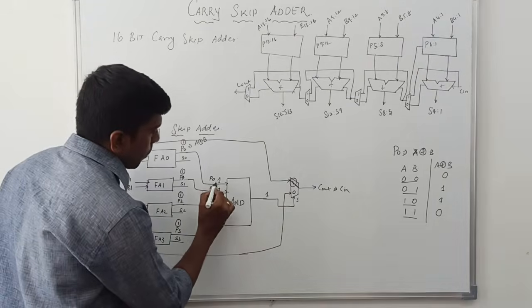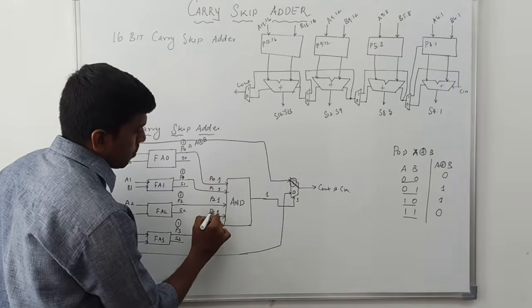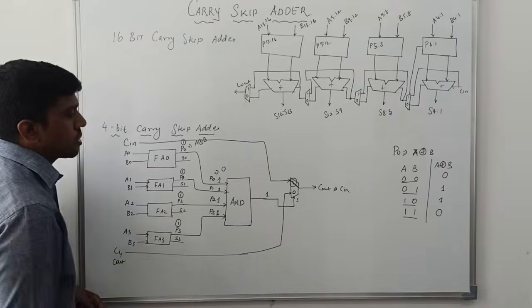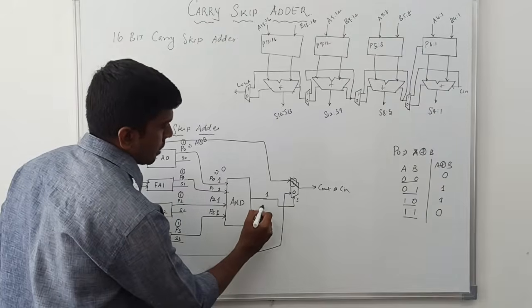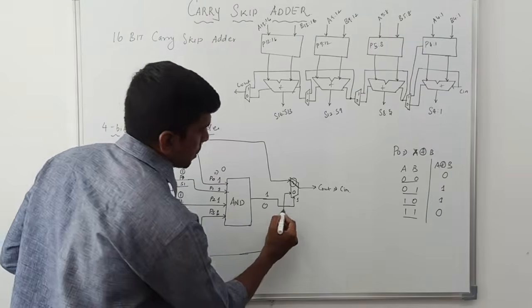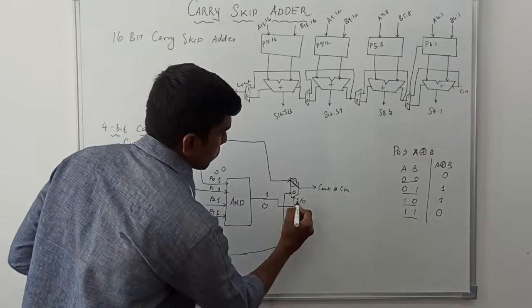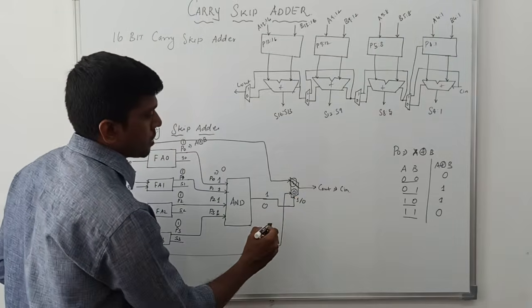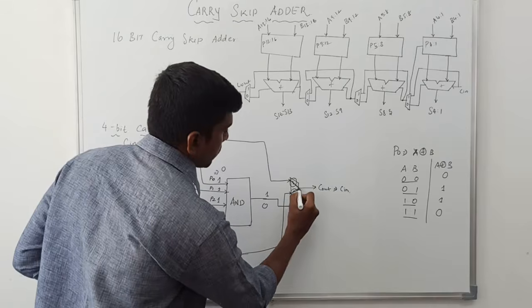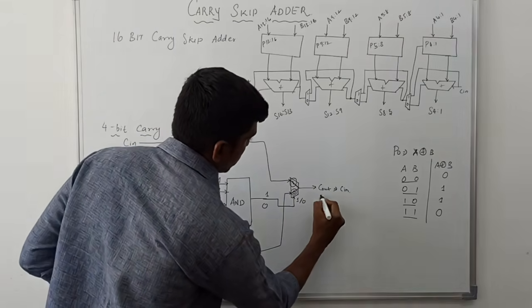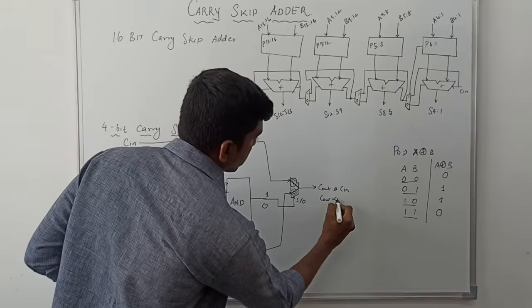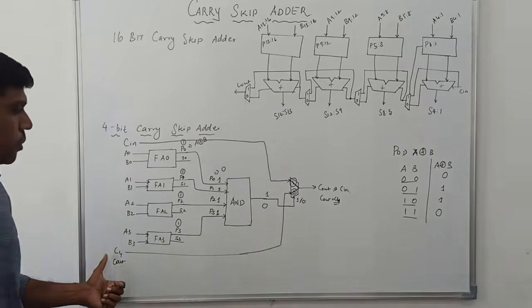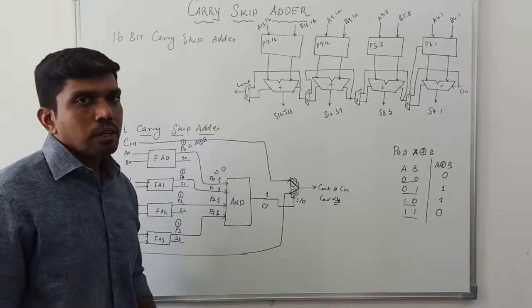Suppose any one of P0 to P3 is set to 0. For example, P0 value is 0. The output of the AND gate changes to 0. The selection line value also changes from 1 to 0. In this case, the 0th pin of mux is selected. So this value goes to C out. So now C out equals C4. Whatever value is present in C4, that value is obtained as carry out.